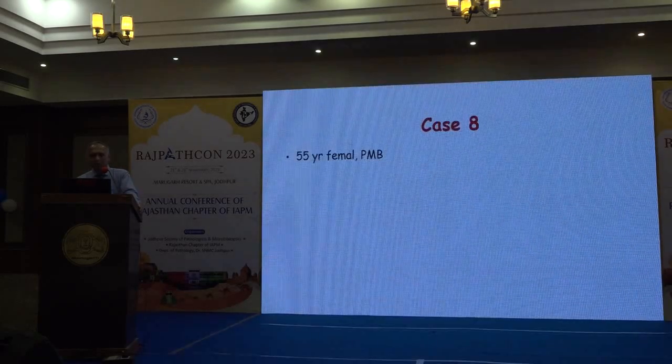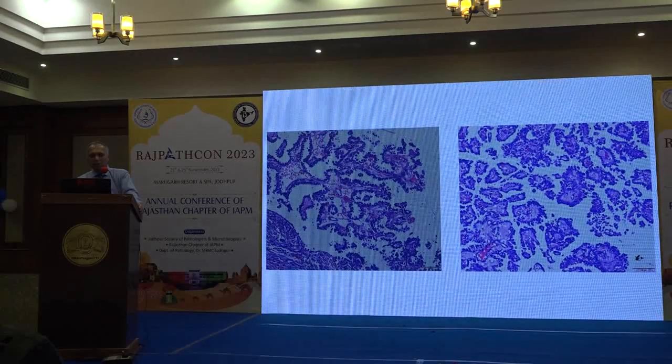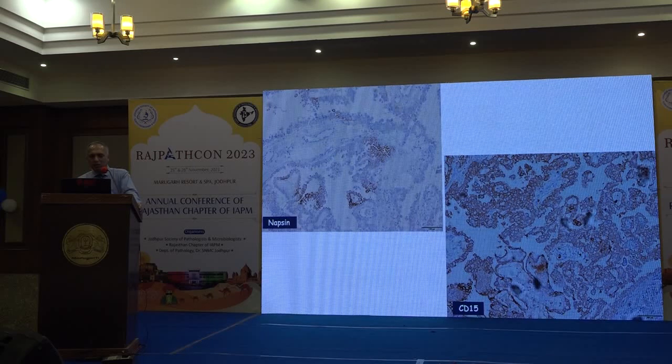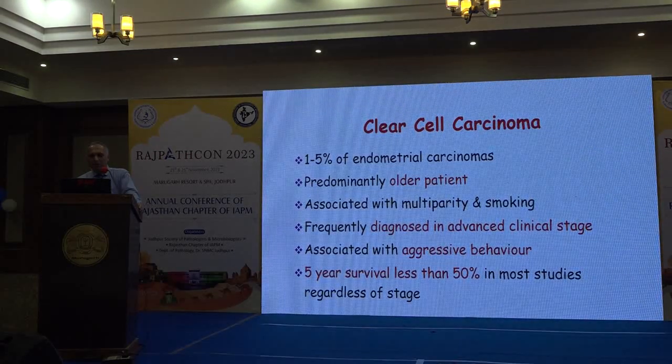And just for the sake of completion, this is a case which showed this classical hobnailing of nuclei. You can see there is AMACR positivity, which is cytoplasmic and granular in nature. CD15 can also sometimes be positive. And these are clear cell carcinomas. These are also type 2 or aggressive by diagnosis. Therefore, it's important to diagnose them.